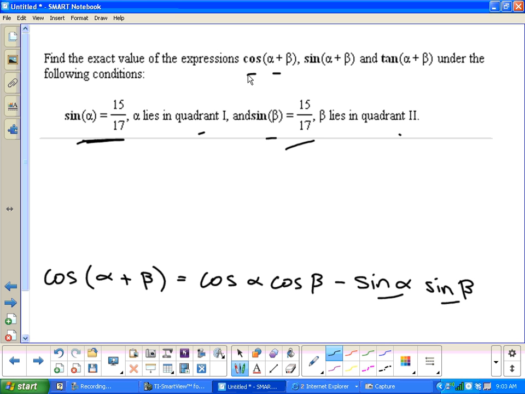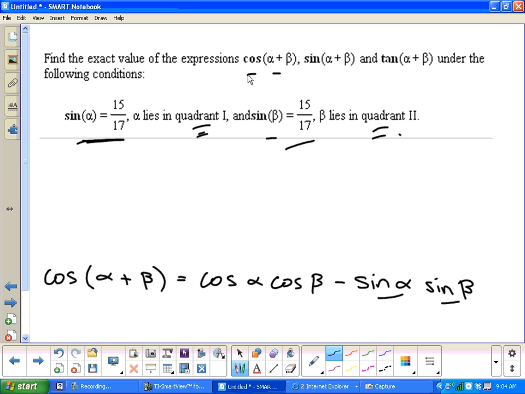Right? But how am I going to find the cosine of alpha and the cosine of beta? Alright, so yeah, it's got something to do with the quadrants. There you go. We're going to do it by doing a triangle. Okay. Because what's the cosine ratio? Adjacent over hypotenuse on a right triangle. Okay. So we're going to draw right triangles in these quadrants to help find the parts of the formula that I don't know. Okay. So that's one of the big keys in this is you have to draw triangles.